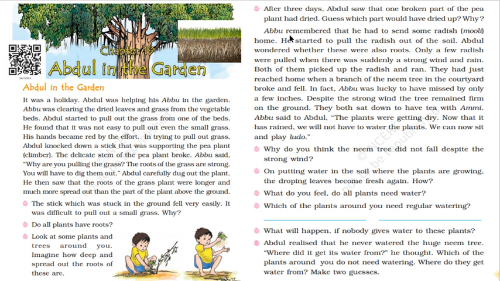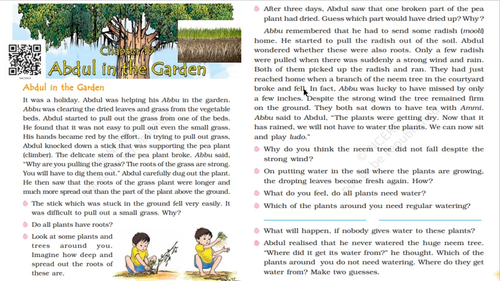Next, Abu remembered that he had to send some radish or mooli home. He started to pull radish out of the soil. Abdul wondered whether these were also roots. Only a few radish were pulled when there was suddenly a strong wind and rain. Both of them picked up the radish and ran.